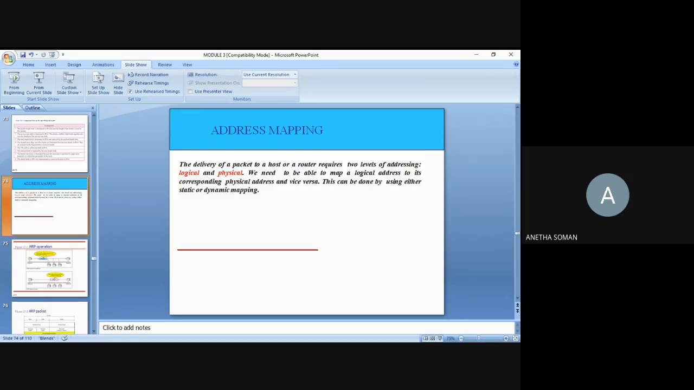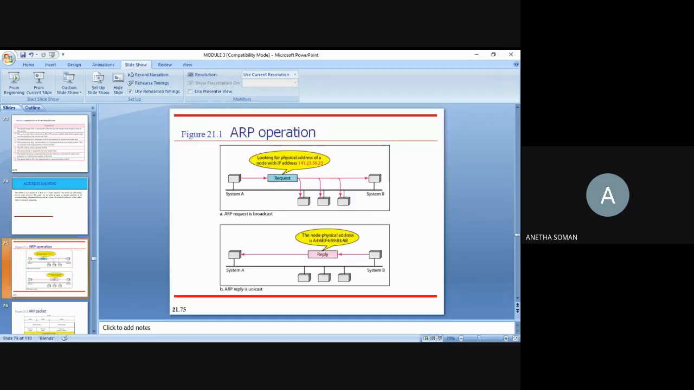Okay, now, when both devices are connected and transferring packets, the packet can be called an IP datagram. You want to send it to another host or router. What the source has is only the logical address. It has only the logical address of the receiver. It does not have the physical address of the receiver.